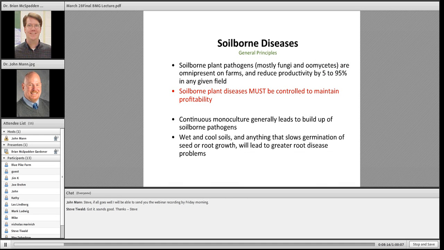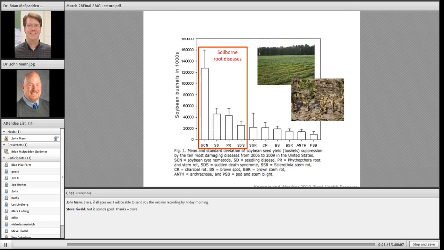Soil-borne diseases and the pathogens that cause them are actually omnipresent on farms, and they must be controlled to maintain profitability because, depending on the prevailing environmental conditions, productivity can be reduced by 5 to 95% in any given field. The things that promote this are continuous monoculture, which generally leads to a buildup of soil-borne pathogens, and wet and cool soils, or anything that slows the germination of seed and root growth.